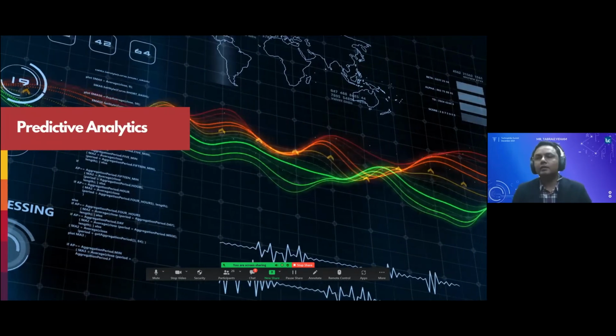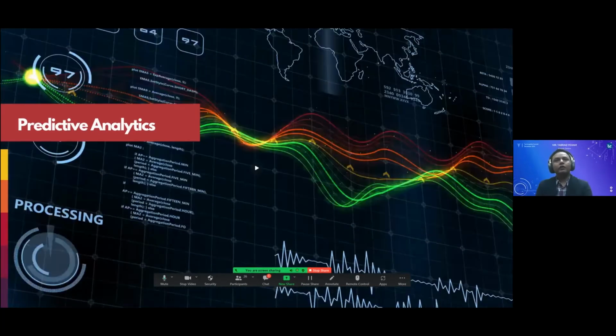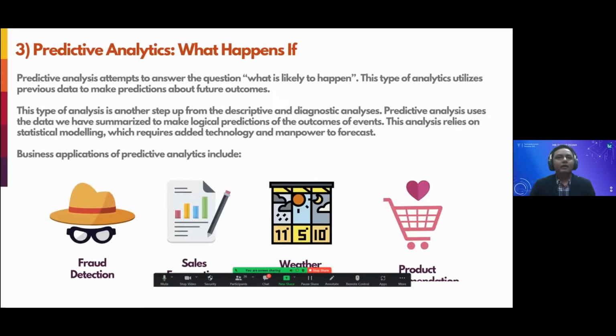Now, the third one is interesting. It's called predictive analytics. So predictive analytics attempts to answer the question of what is likely to happen. So this is like prediction. This is like forecasting. You're trying to predict the future. You are trying to predict the outcome of something. And this type of analysis is another step up from the descriptive and diagnostic analysis.